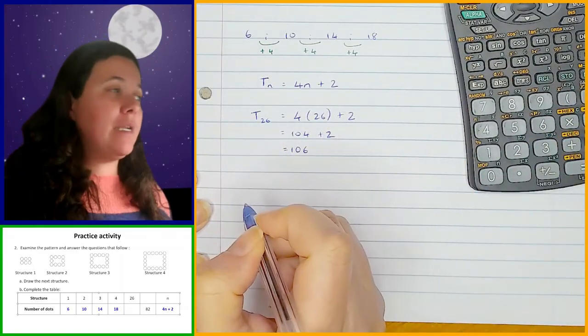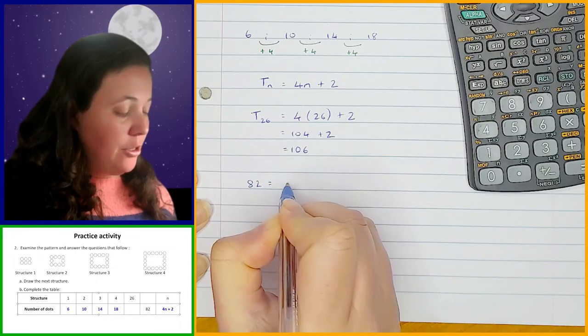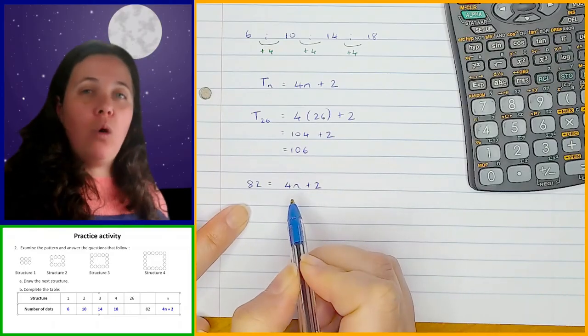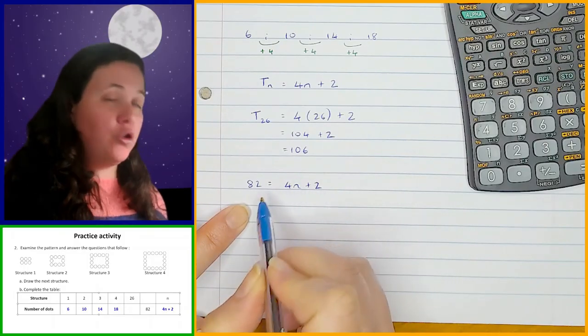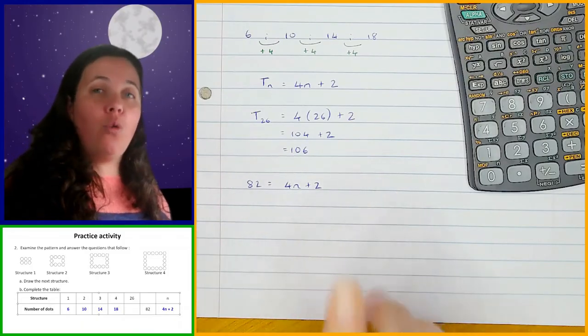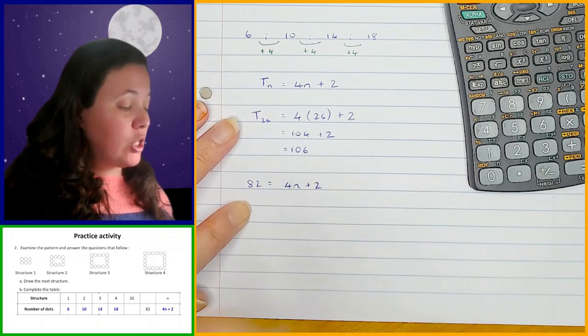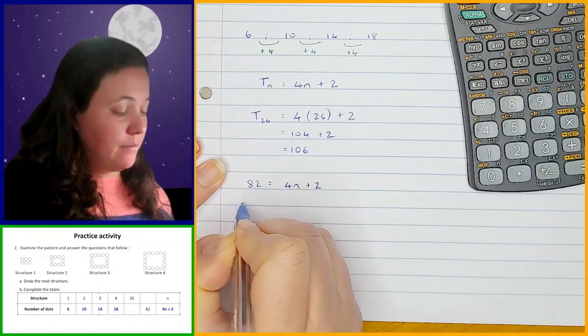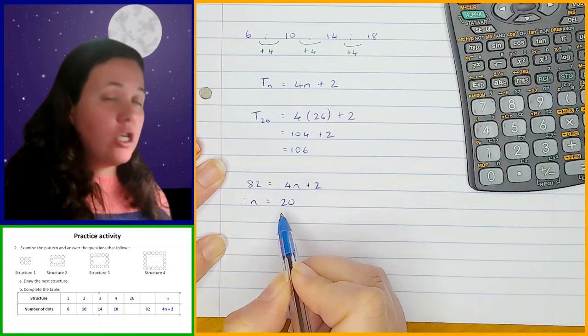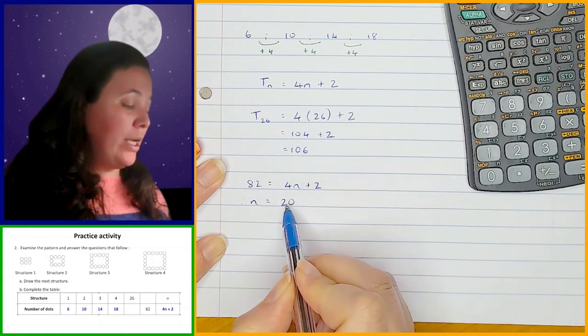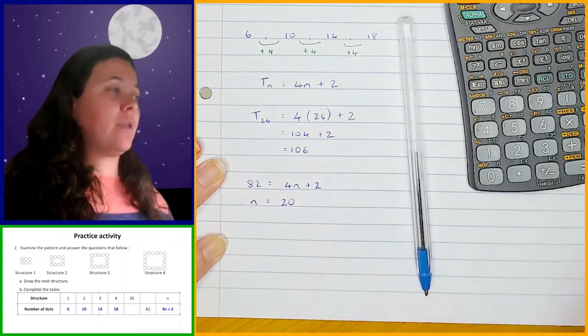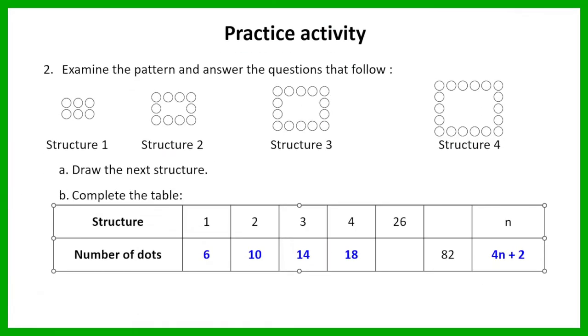Then for the term that is equal to 82, we're going to say 82 equals 4n plus 2. So I need to know what must I multiply 4 by and then be able to add 2 to get 82. So let's see what it would have been before we added 2. 82 before adding 2 would have been 80. So 4 times what is 80? 4 times 20 is 80, so that means that n must be 20. Okay, so our 20th term would be 82, because 4 times 20 is 80, plus 2 is 82. Okay, so over here, in my table, my 26th term was 106, and my 20th term is 82. Okay, so that's what you should have got for that example.